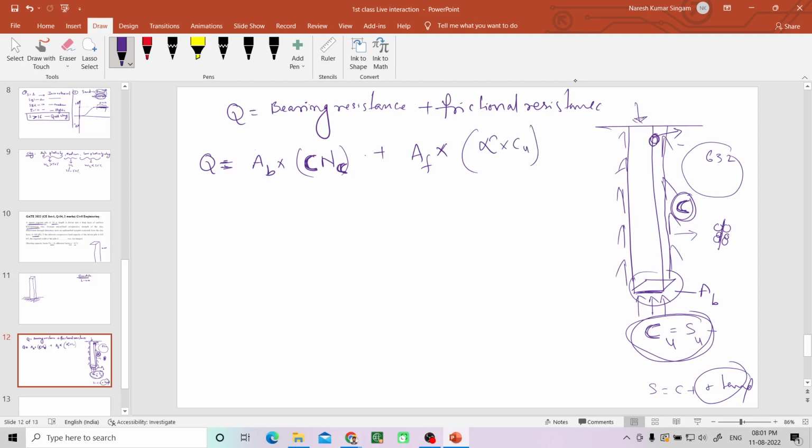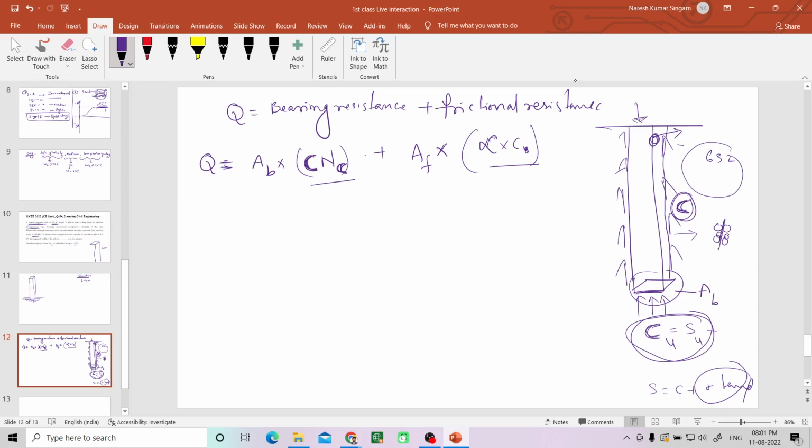If you multiply the alpha with Cu or C, you will get the net strength along the surface. The strength along the surface multiplied by the surface area, plus the strength at the bearing multiplied by the bearing area, will give you the total load capacity of the pile.